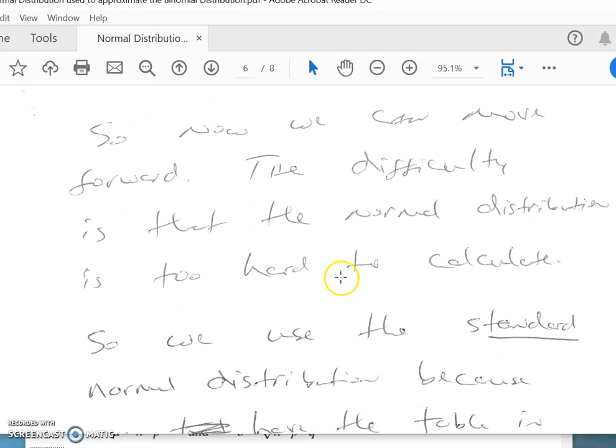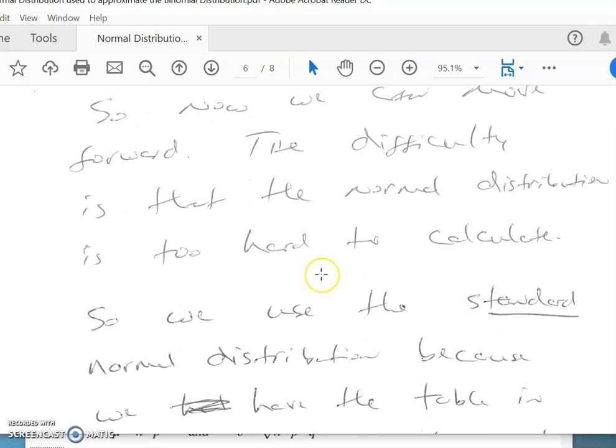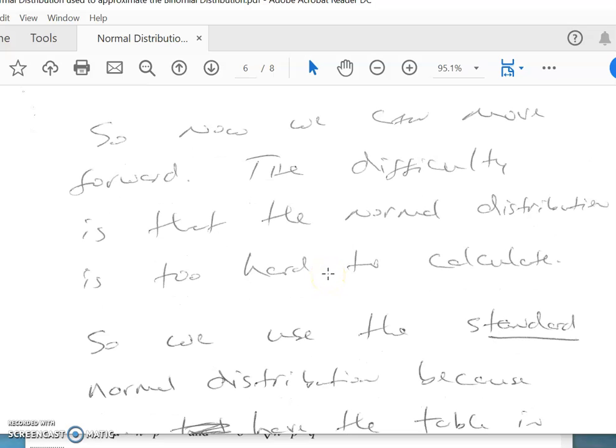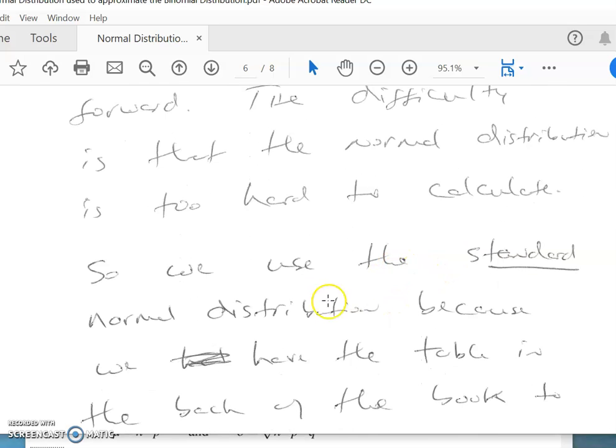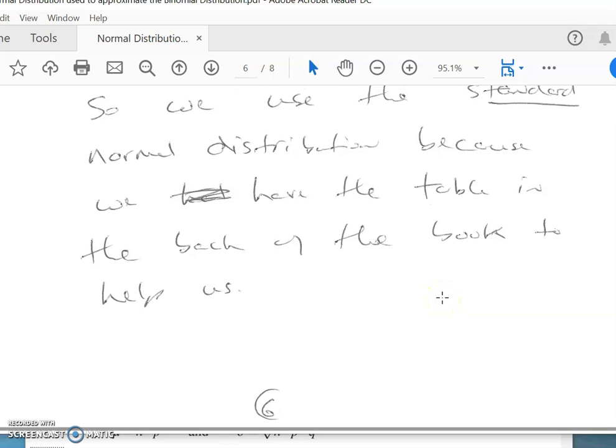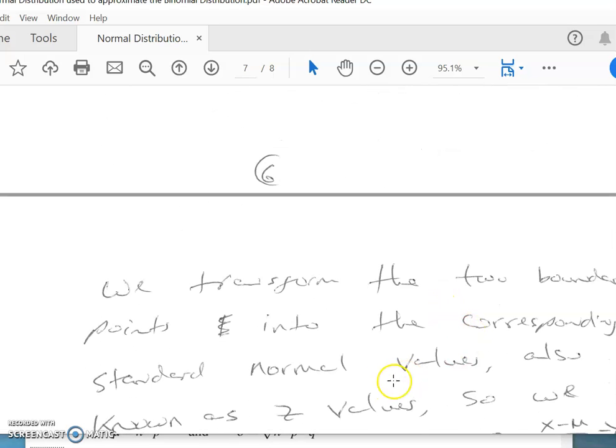The difficulty is that the normal distribution is too hard to calculate. If we knew how to calculate the normal distribution, it'd be easy to do at this point. It's just too hard. It's that very complicated formula. You need to be able to use calculus. So what we do is we convert everything to the standard normal distribution because we have the table in the back of the book that's going to help us.